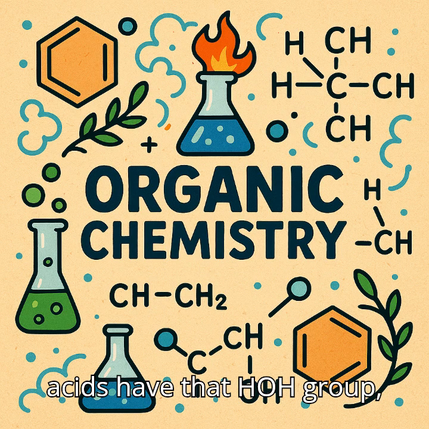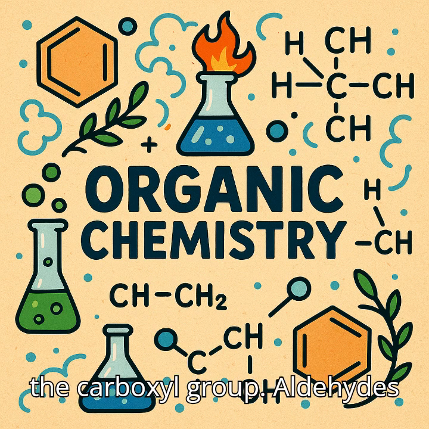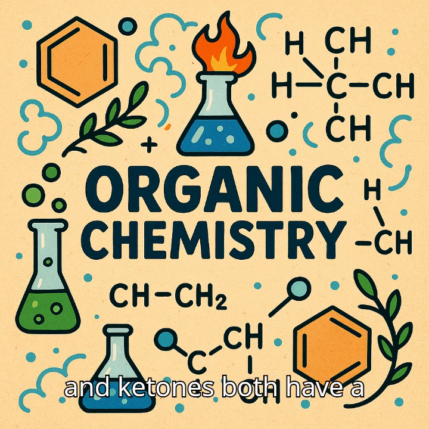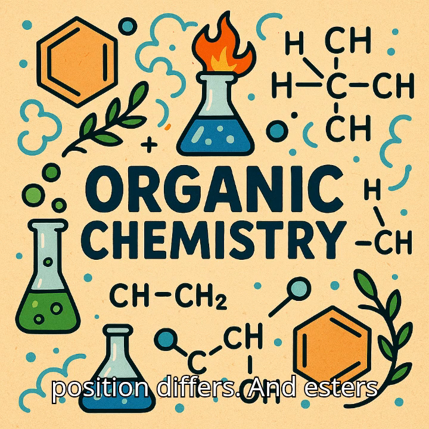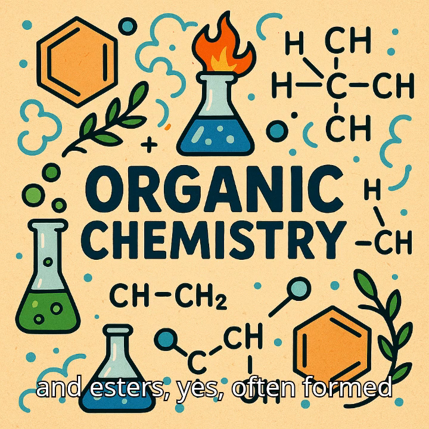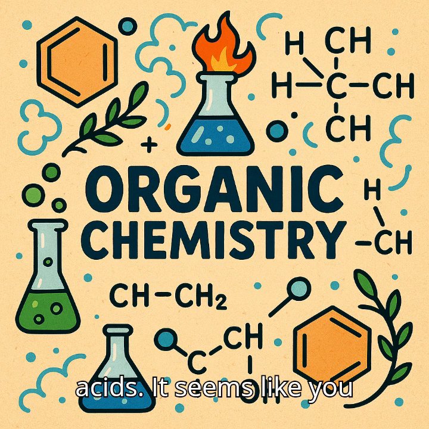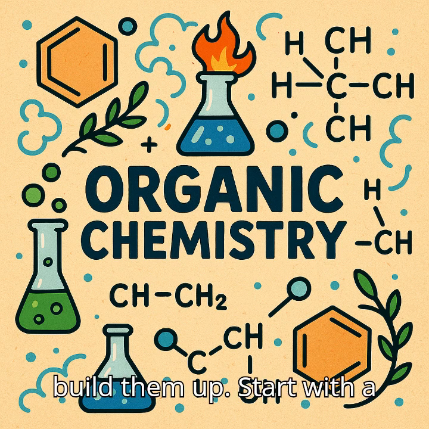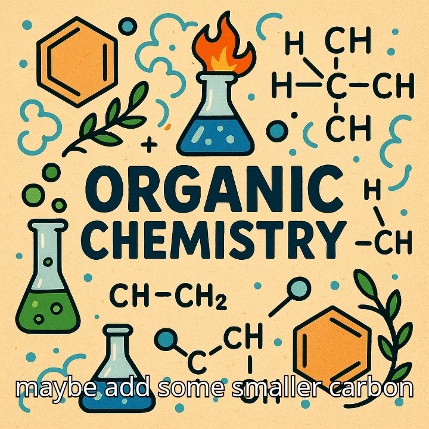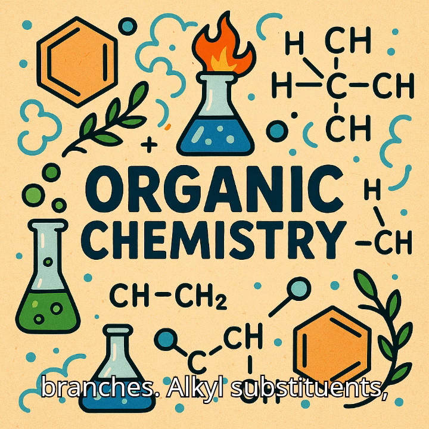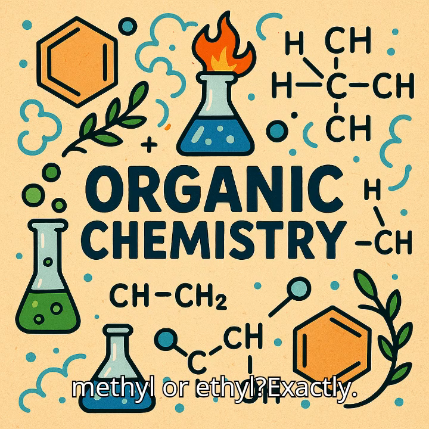Carboxylic acids have that H group, the carboxyl group. Aldehydes and ketones both have a carbon-oxygen double bond, the carbonyl group, but its position differs. And esters, yes, often formed from alcohols and carboxylic acids. It seems like you build them up. Start with a carbon chain, stick on the right functional group, and maybe add some smaller carbon branches. Alkyl substituents, the source calls them, like methyl or ethyl.